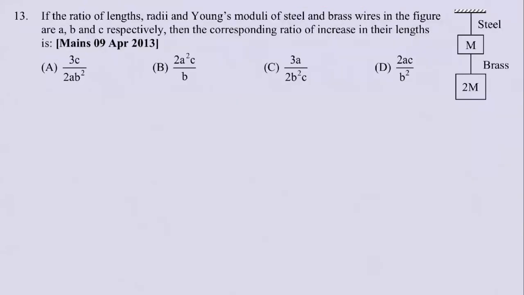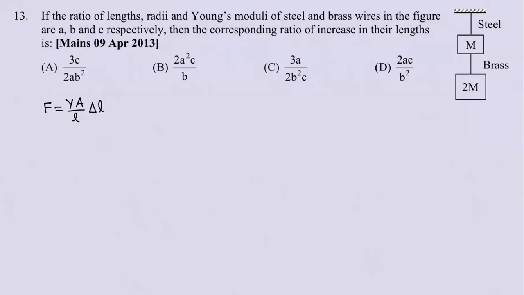Question number 13. If the ratio of lengths, radii and Young's modulus of the steel and brass wires are as shown in the figure, A, B, C respectively, find the corresponding ratio of increase in their lengths. It is proportionality only. A small trick is there. Observe. F is equal to Kx. K is nothing but YA by L into delta L. That's fine, right? Check it.